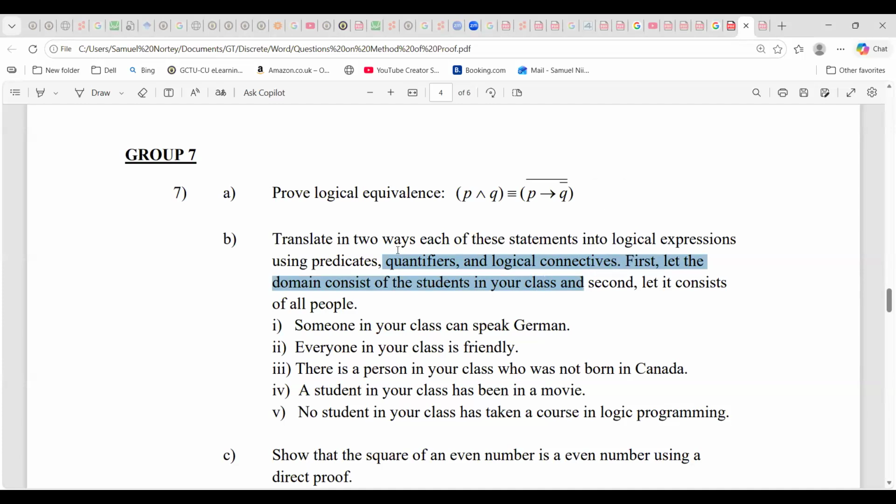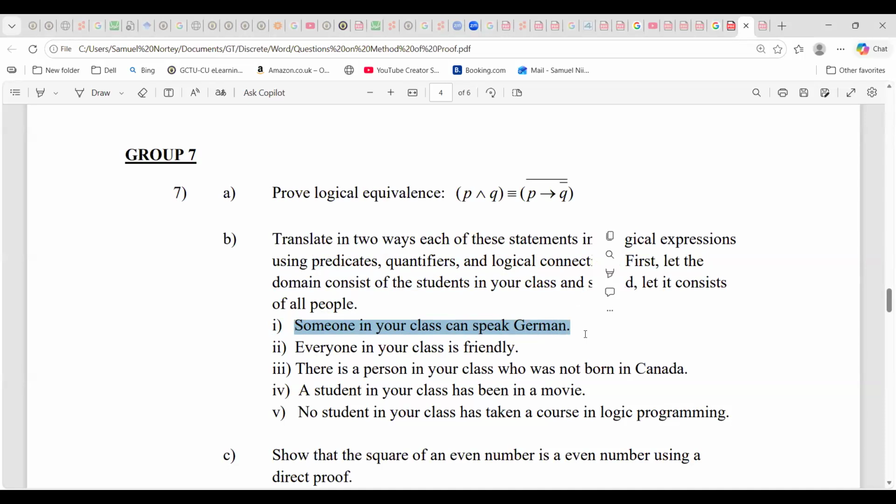So in this question, they haven't given you the predicates. You must now identify your predicates. So you must identify the variable in the question. Let's take, for example, someone in your class can speak German. What's my variable here?